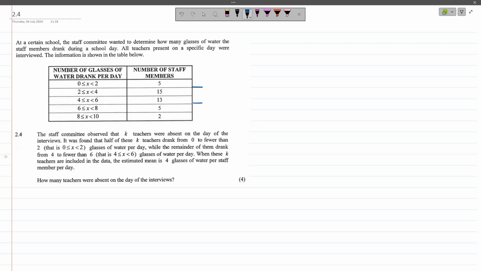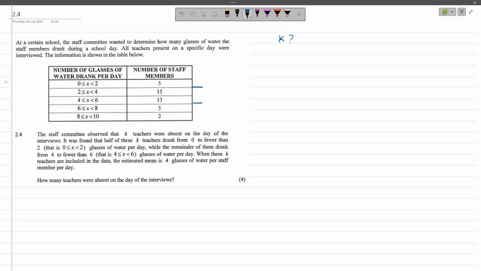When these K teachers are included in the data, the estimated mean is 4 glasses of water per staff member per day. How many teachers were absent on the day of the interview? So basically solve for K. Now, how do we do this? We calculate the mean for the values that we have.